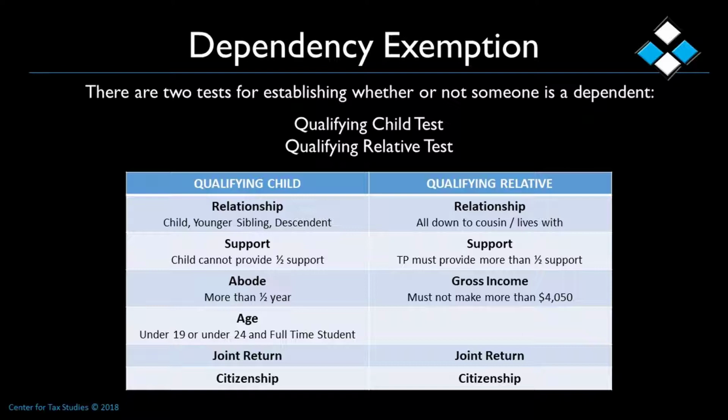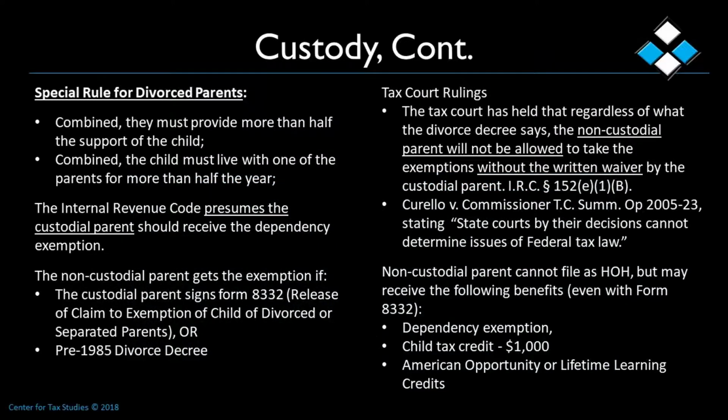So for more information, please check episode 11 for how you determine whether or not you can claim somebody as a dependent, whether that be as a qualifying child or as a qualifying relative. There are, however, special rules for divorced parents. That being that the parents must provide more than half the support of the child to be able to claim that dependency exemption, and combined, the child must live with one of the parents for more than half the year.